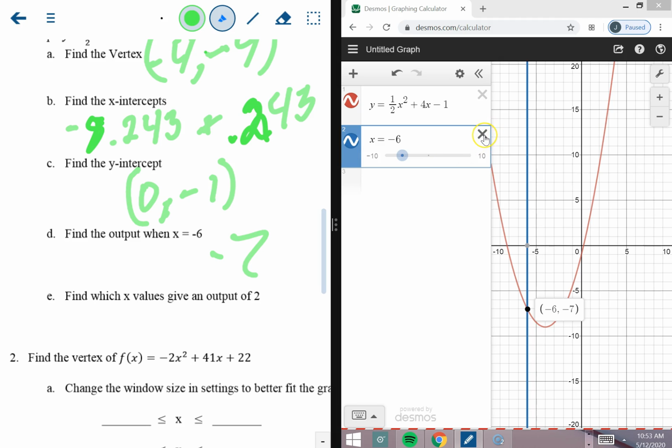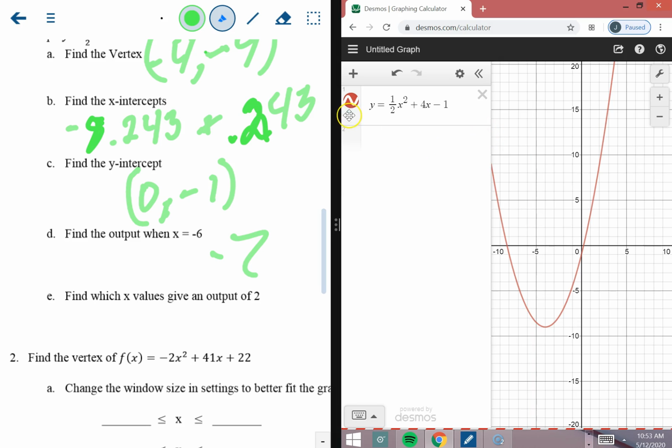All right. So we don't need that anymore. So you can click the X and get rid of that. You could also change the colors on here. There's a lot of settings you could use. If you want to change the color, blue's a nice color. You do that. And then the last part is find which x values give you an output of 2.